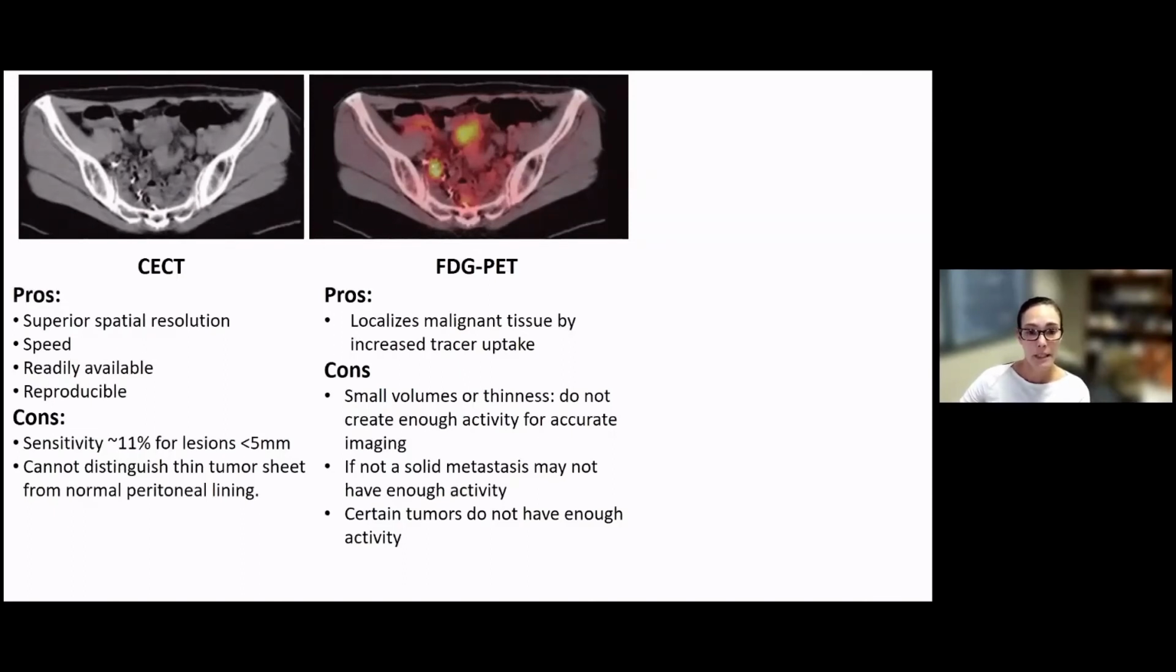If it's not a solid metastasis, like in the cases of mucinous tumors, for example, mucin is not going to produce enough activity. The cells that are producing mucin are the ones that are active, and sometimes they're very small. They produce a lot of mucin, which is that gelatinous fluid-looking structure, but they are not active on the PET. So that can be tricky to image with FDG PET. Again, if not a solid metastasis, it may not have enough activity, and certain tumors themselves do not replicate fast enough to promote enough activity for us to see on PET.